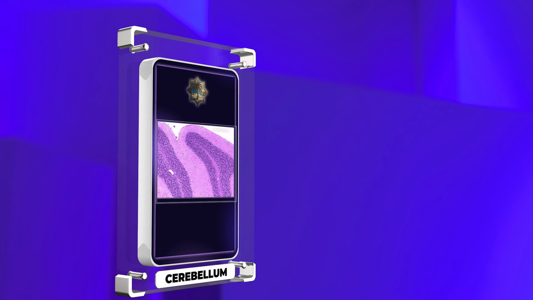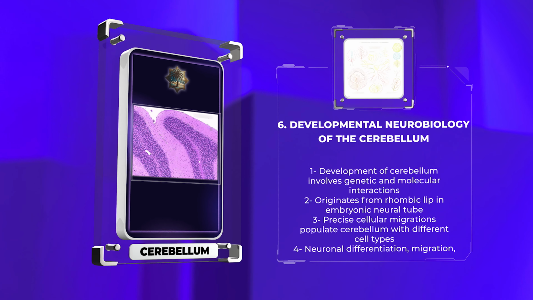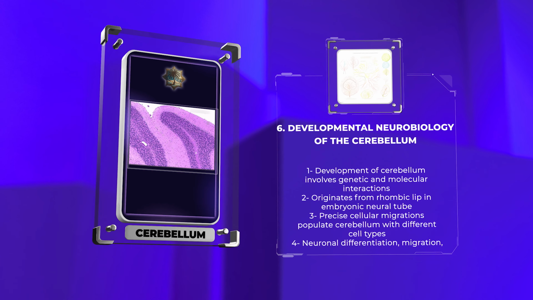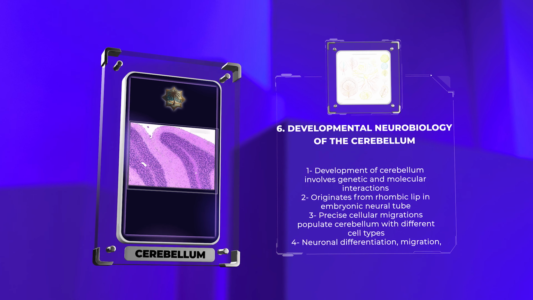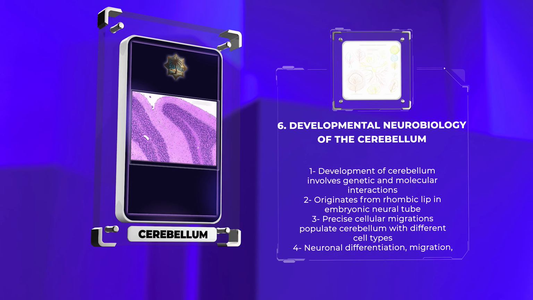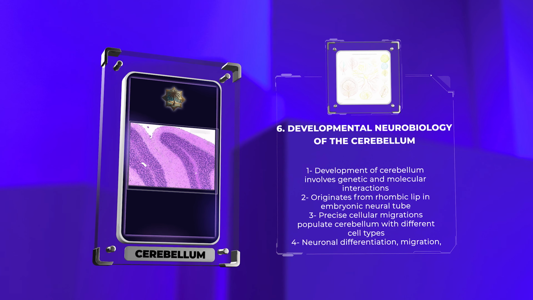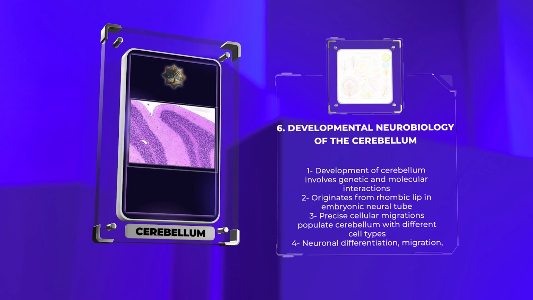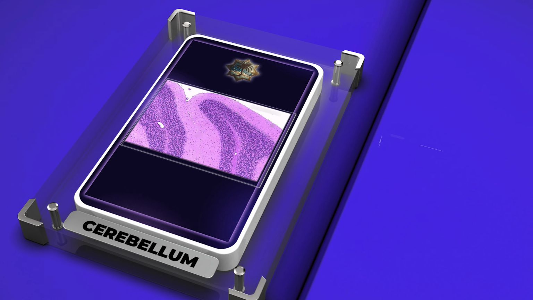The development of the cerebellum is a complex process involving numerous genetic and molecular interactions. The cerebellum originates from the rhombic lip, a specialized region of the embryonic neural tube. Through a series of genetic cascades and precise cellular migrations, different cell types populate the cerebellum, including granule cells, Purkinje cells, and cerebellar interneurons. The intricate processes of neuronal differentiation, migration, and circuit formation contribute to the establishment of functional cerebellar circuitry. Disruptions in cerebellar circuitry can lead to various neurological and neurodevelopmental disorders.